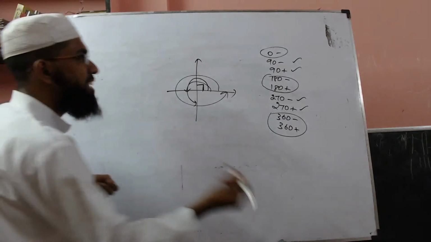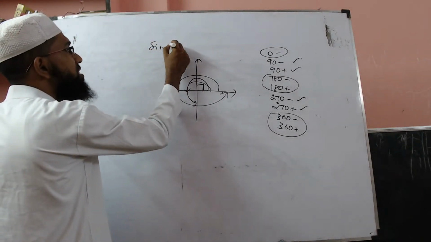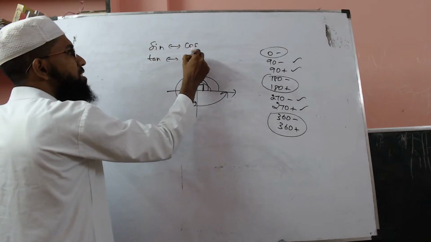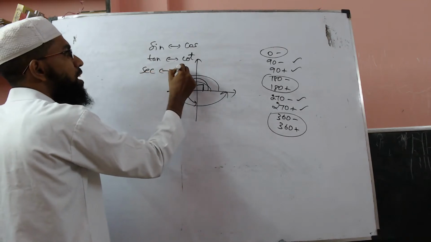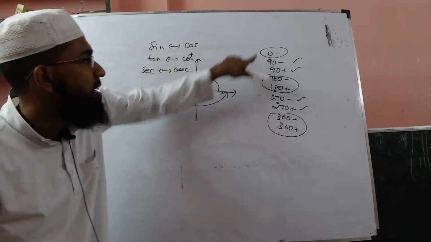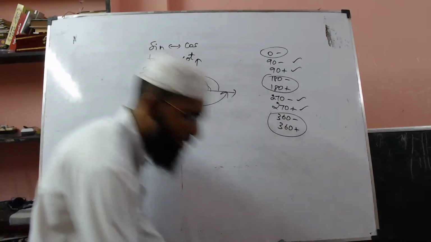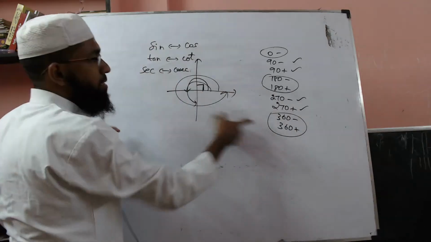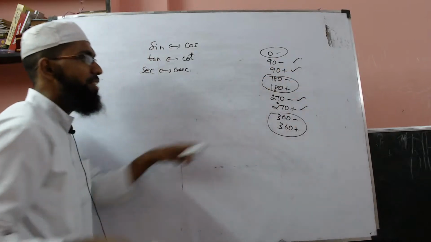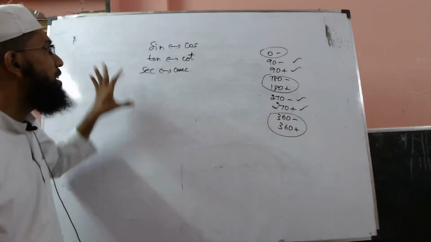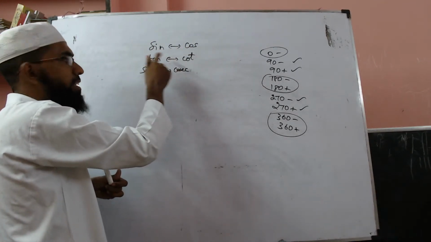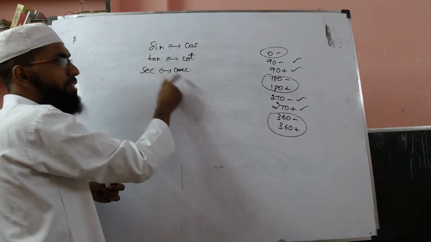If it changes, it will change to what? Sine will change to cos, cos will change to sine, tan will change to cot, and cot will change to tan. Secant will change to cosecant, cosecant will change to secant. So please remember these 5 angles. The circled angles will not change. For the other 4 angles, the ratio will change: sine to cos, cos to sine, tan to cot, cot to tan, secant to cosecant, cosecant to secant.